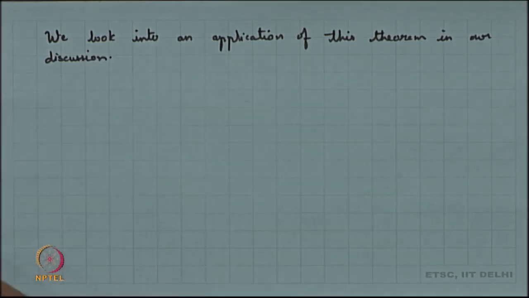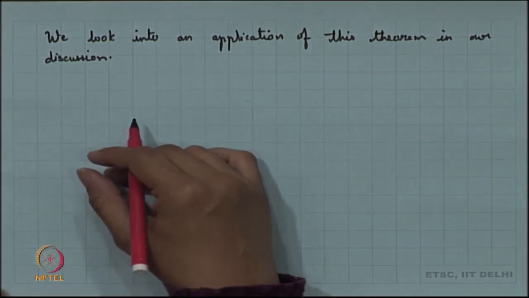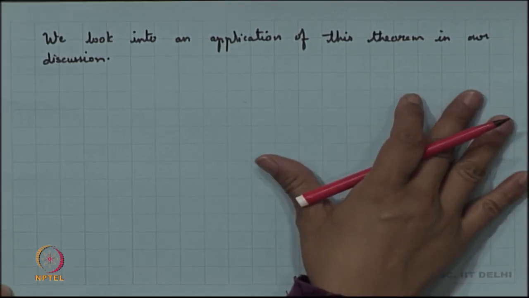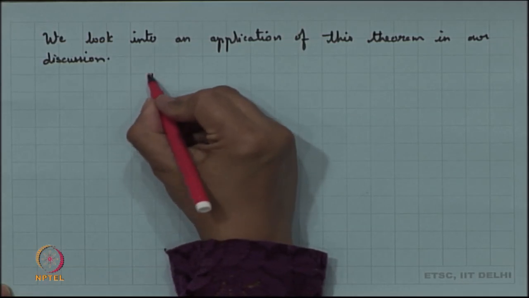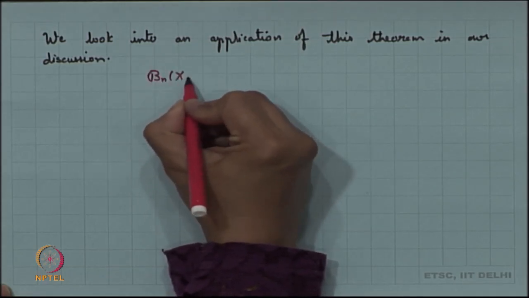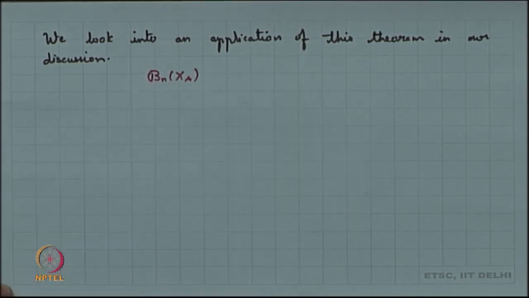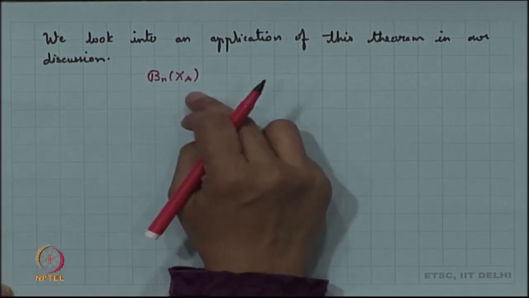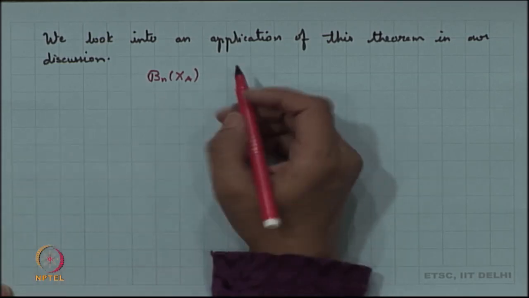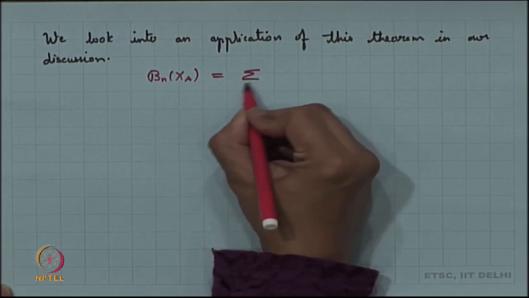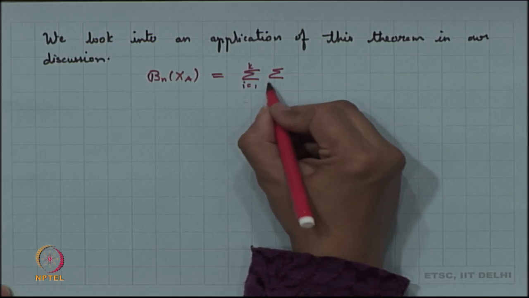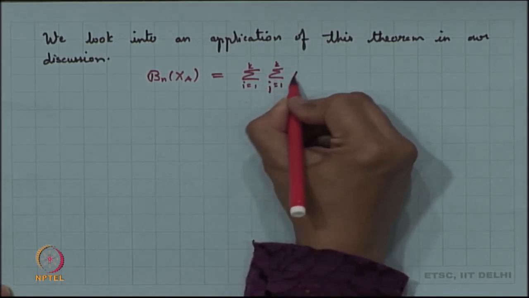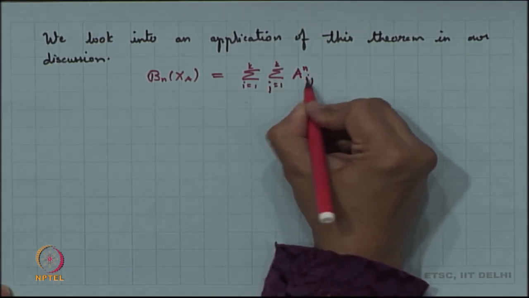So, if we go back to our discussion, we started with a subshift of finite type. If we look into a subshift of finite type, all the permissible n blocks can be given in terms of the summation i going from 1 to k, summation j going from 1 to k, A to the power n, i j.